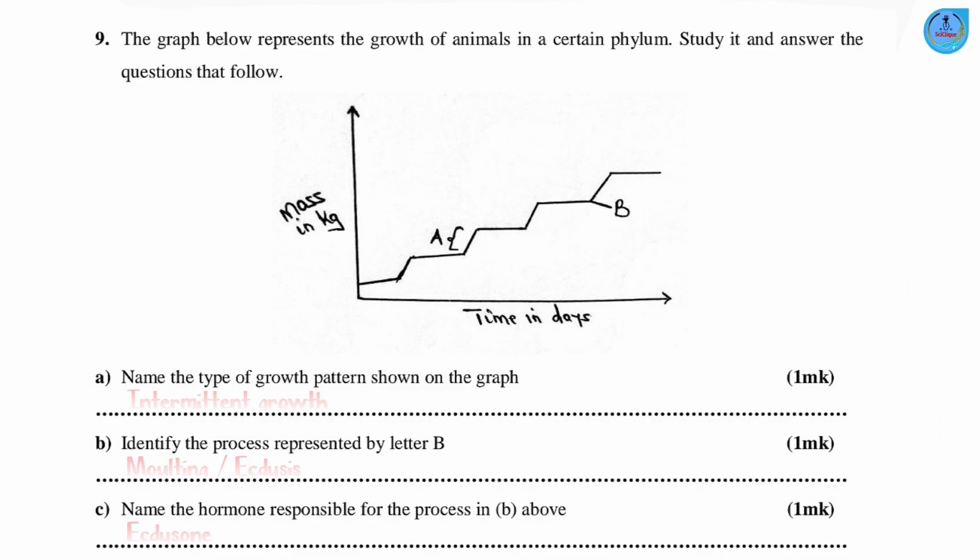Now, this process is controlled by hormones. So there are 2 hormones that are involved. We have ecdysone hormone, as stated, and another hormone called juvenile hormone.